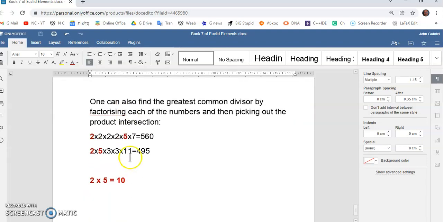And one can also find the greatest common divisor by factorizing each of the above numbers and then picking out the product intersection as you see over here. See, so write down all the prime factors and then pick the ones that are common to both. In this case, 10. So that's all I wanted to show you in this video. In the next video, I'll cover proposition 3.